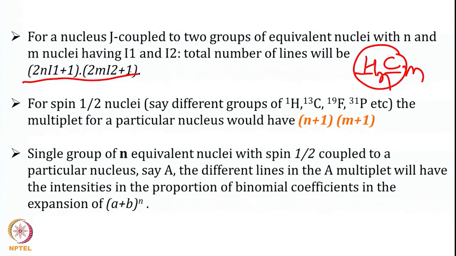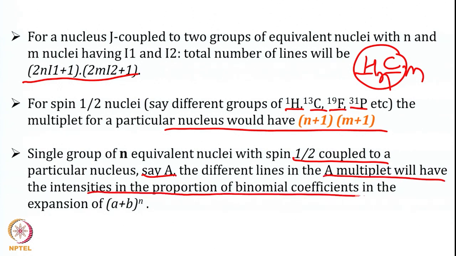So next will be the spin half nuclei, say different groups like proton, carbon 13, F19 and P31. The multiplet for a particular nucleus would be N+1 into N+1. This I am going to again explain in a moment. And for a single group of N equivalent nuclei with spin half coupled to a particular nucleus, say A, the different lines in the A multiplet will have intensity proportional to the binomial coefficients of the expansion (A+B)^N. So let us explain one by one.